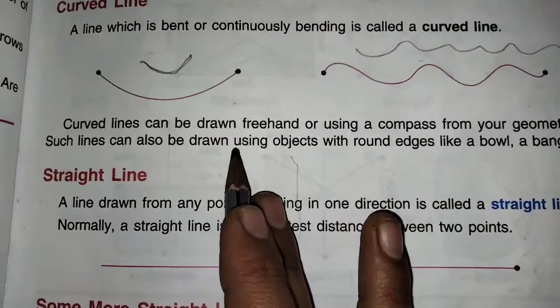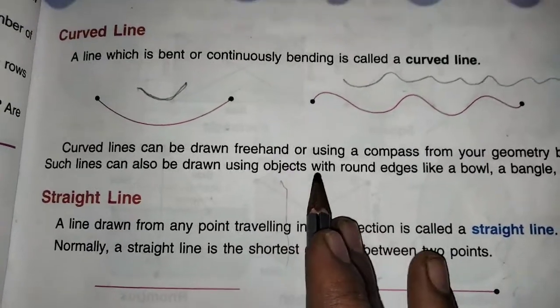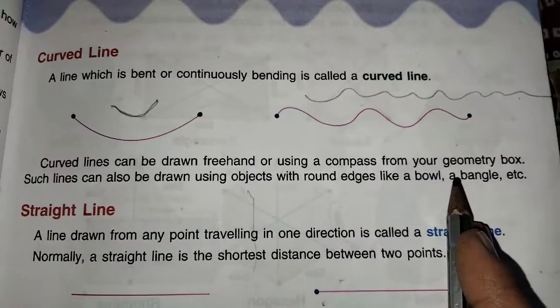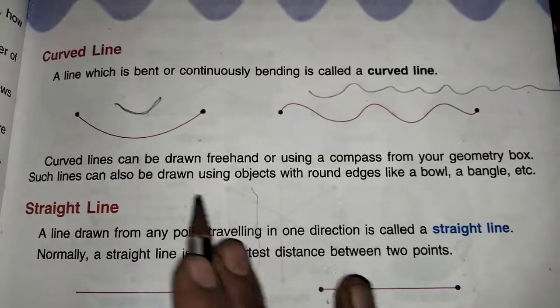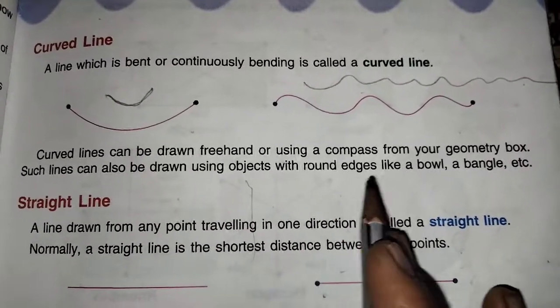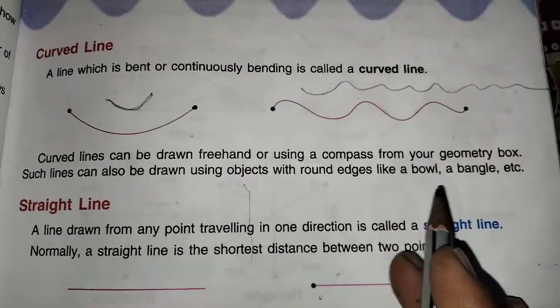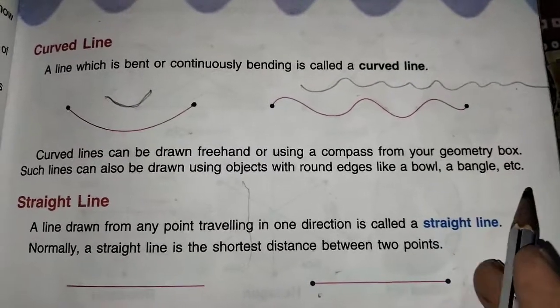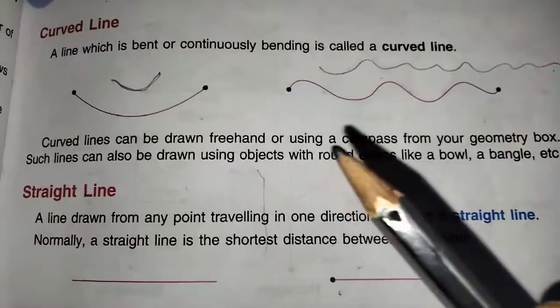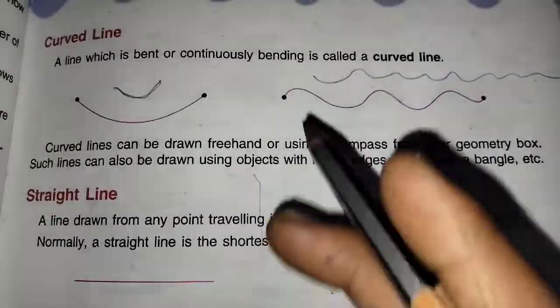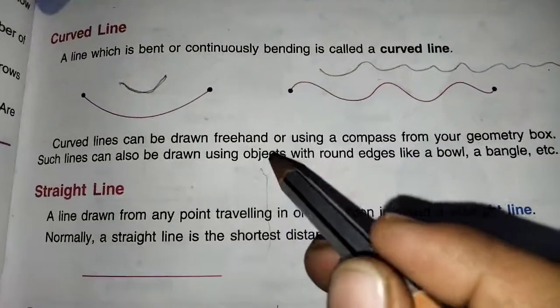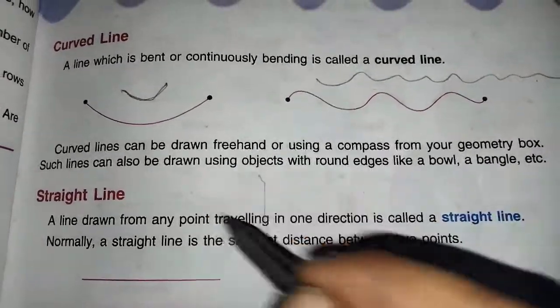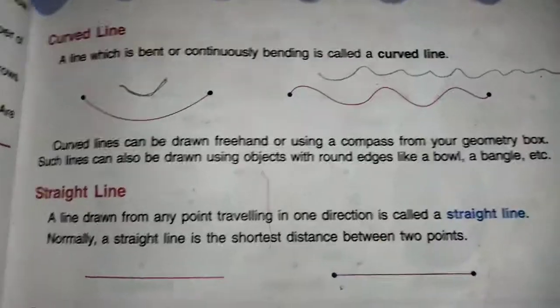Curved lines can be drawn freehand or using a compass from your geometry box. Such lines can also be drawn using an object with a round edge like a ball, a bangle, etc. Now for a curved line, we will use the bangle to draw a curve. You can keep the ball and draw, and it will become a curved line.